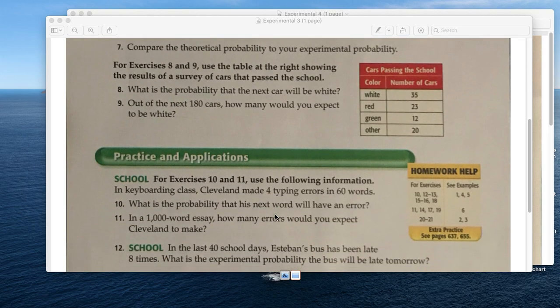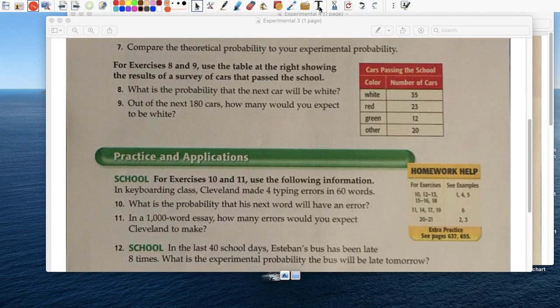Exercise 8. What is the probability that the next car will be white? All right, so we're watching cars pass by in front of Junior High School 194. And let's see how many cars so far. 35 plus 23 plus 12 plus 20. So far, out of the 90 cars that passed, 35 were white. So to answer the first question, 8, what's the probability that the next car will be white? Well, there you go. 35 out of 90.